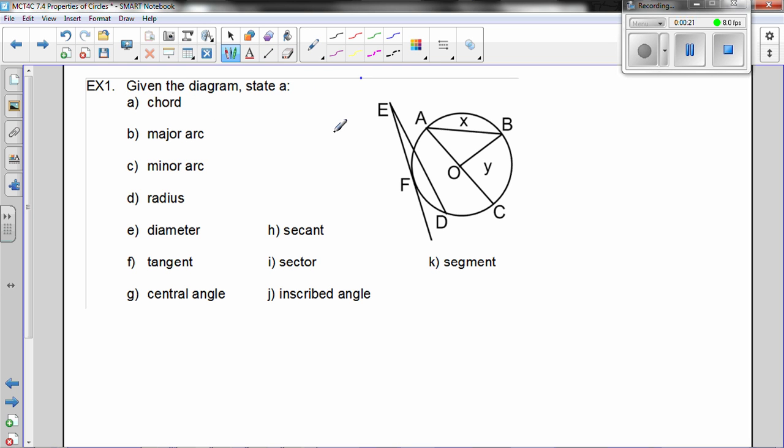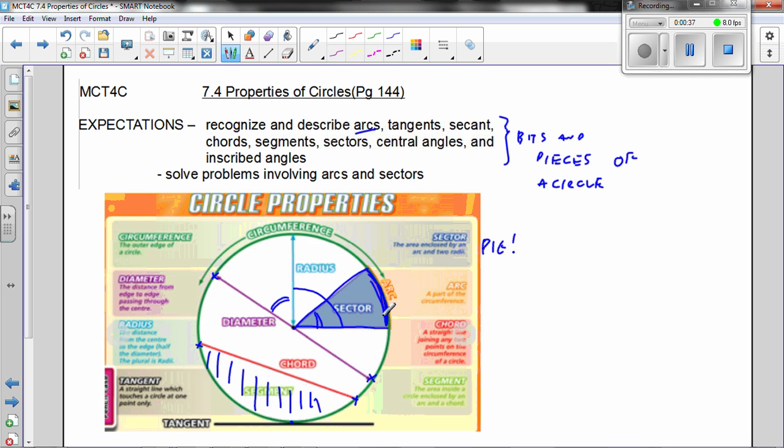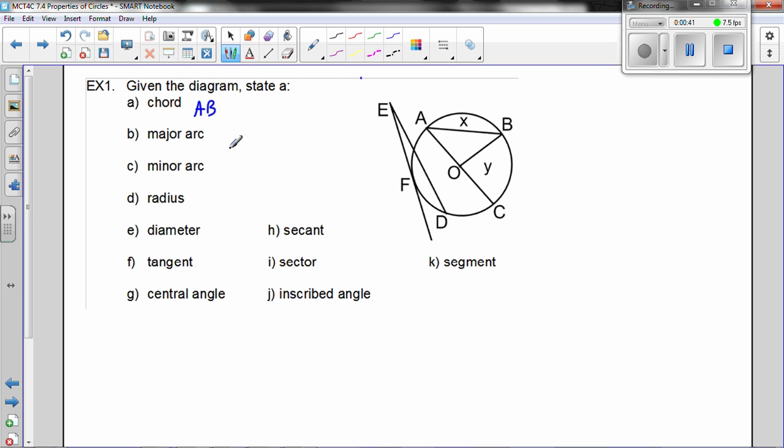And a chord is a line segment joining any two spots on the circumference. So AB is a good one. A major arc and minor arc. Well, an arc we know is just a piece of the circumference. What the difference is between a major arc and a minor arc, a major arc is more than half the circle. More than half circle.